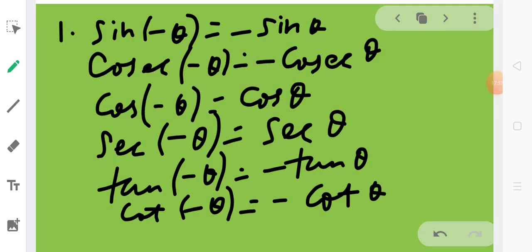So first of all, sine of minus theta is equal to minus sine theta. Cosec of minus theta is equal to minus cosec theta. Cos of minus theta is cos theta. Sec of minus theta is sec theta. Tan of minus theta is minus tan theta. And cot of minus theta is minus cot theta. For example, sine of minus 30 degree should be equal to minus sine 30 degree. Similarly, cos of minus 30 degree should be equal to plus cos 30 degree.